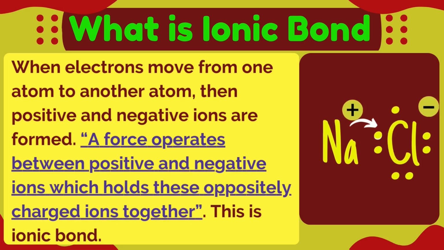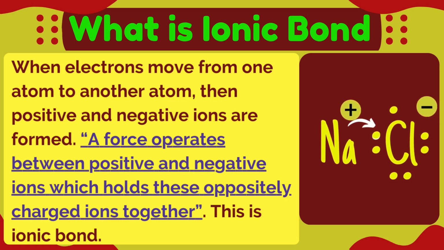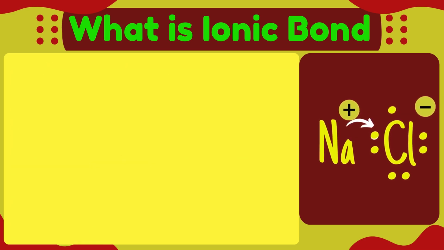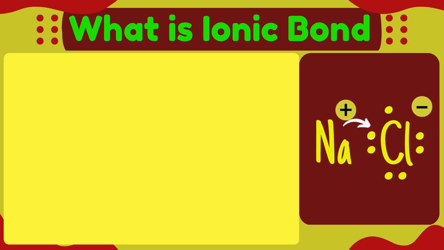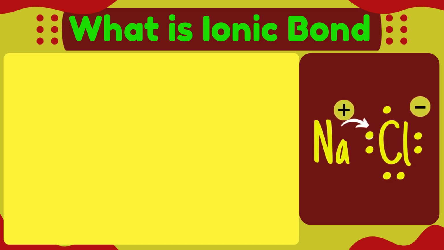In the figure on the right hand side, you can see that a sodium cation is formed and a chlorine anion is formed here, and one electron is transferred from the sodium atom to the chlorine atom. As a result, a cation and an anion are formed.